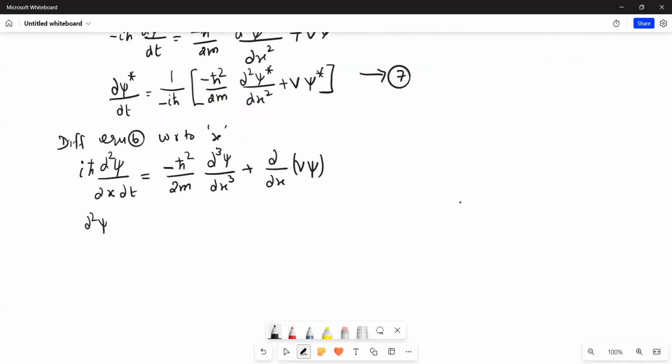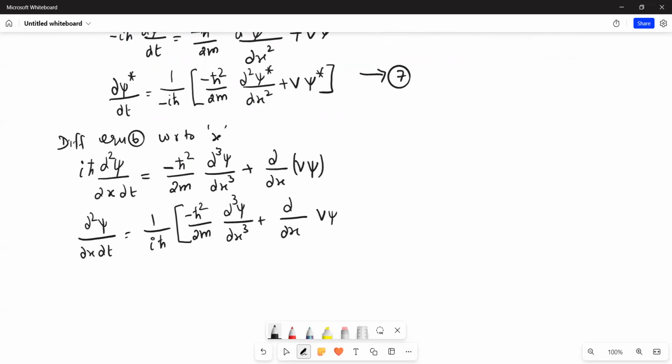∂²ψ/∂x∂t is equivalent to (1/iħ)[−(ħ²/2m) ∂³ψ/∂x³ + ∂/∂x (Vψ)]. Take this one; consider this equation as number 8.